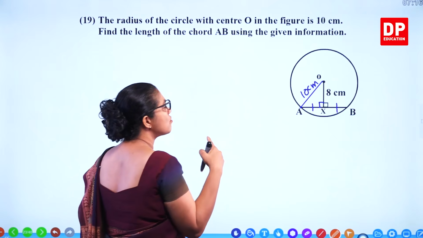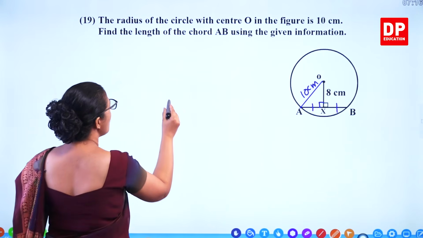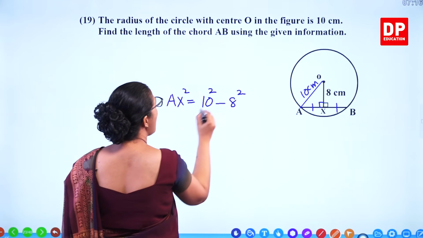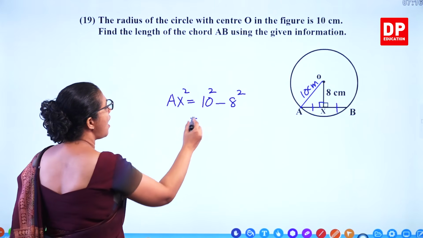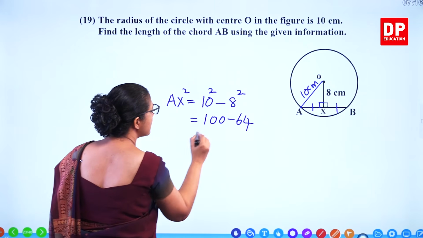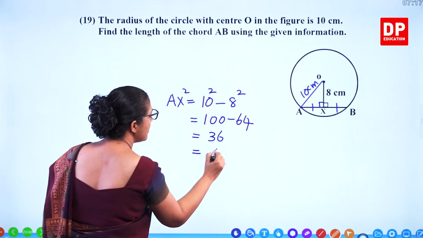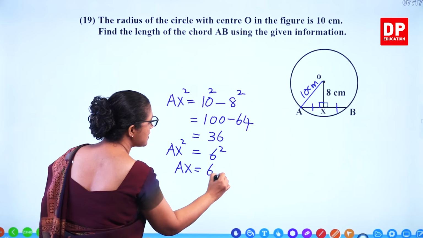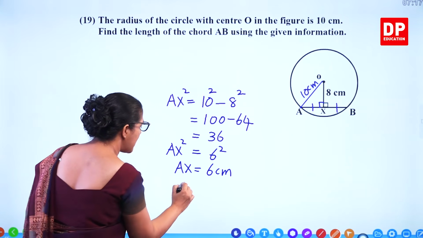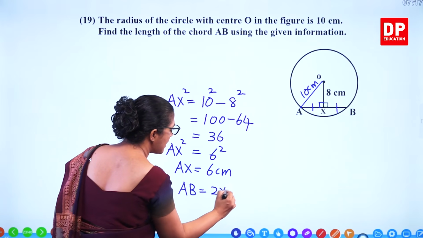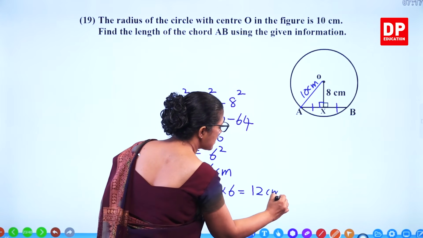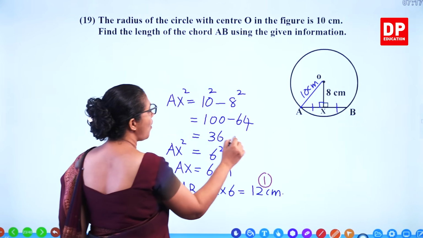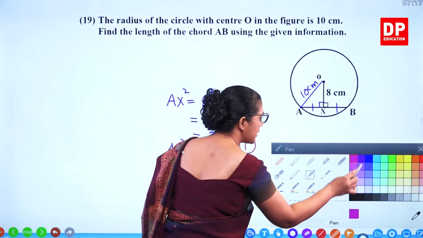How do we find out the AX length? You know this is a right angle triangle. You can use Pythagoras Theorem. So AX squared is equal to 10 squared minus 8 squared. Hypotenuse is 10. 100 minus 64, that's 36. That is 6 squared, AX squared. So what is AX? That's 6 centimeters. And what is AB then? AB is 2 times 6, 12 centimeters. So 2 marks, 1 mark for the length and 1 mark to find out the AX length.